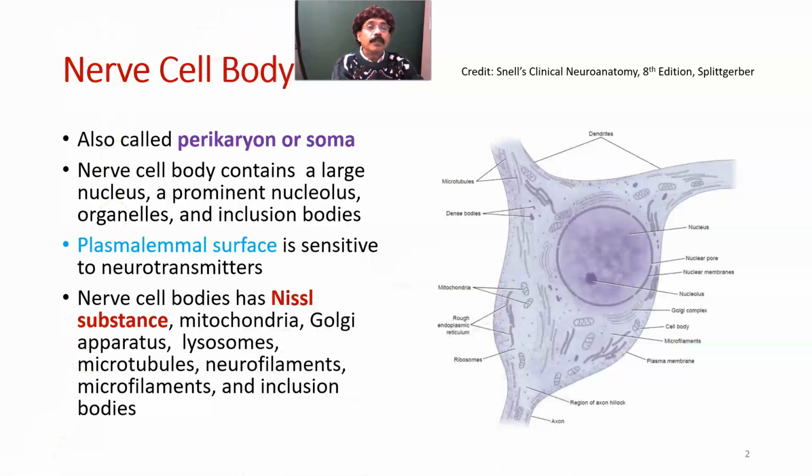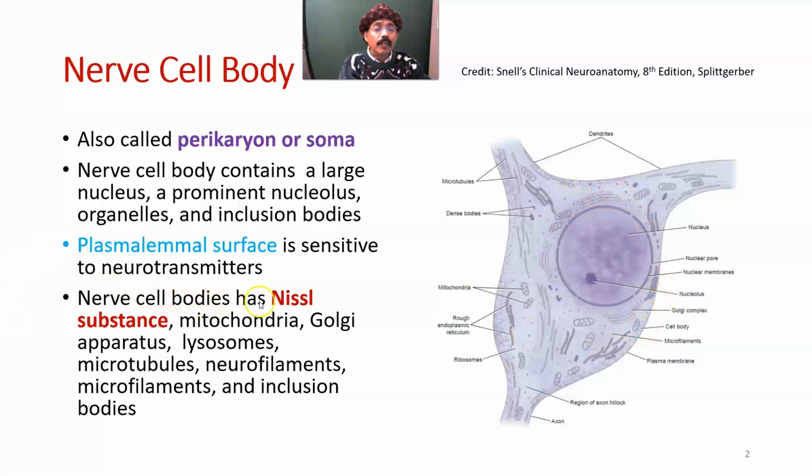If we go here, the cell body of the neuron is also called the perikaryon or soma. The nerve cell body contains a very large nucleus, a prominent nucleolus, and inclusion bodies. Inclusion bodies are present in the cell. The plasma lemma surface is sensitive to neurotransmitter. This is the plasma lemma surface.